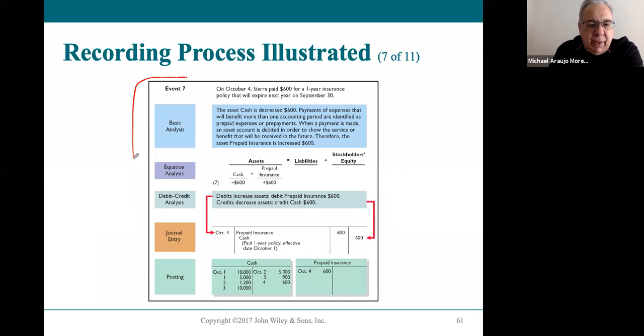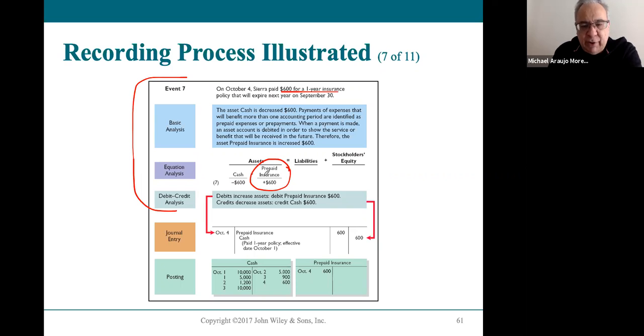The seventh event, we paid $600 for insurance. We analyze this a lot. We have more insurance. We call that prepaid insurance. It's an asset because when we buy it, we're not using it that whole day.